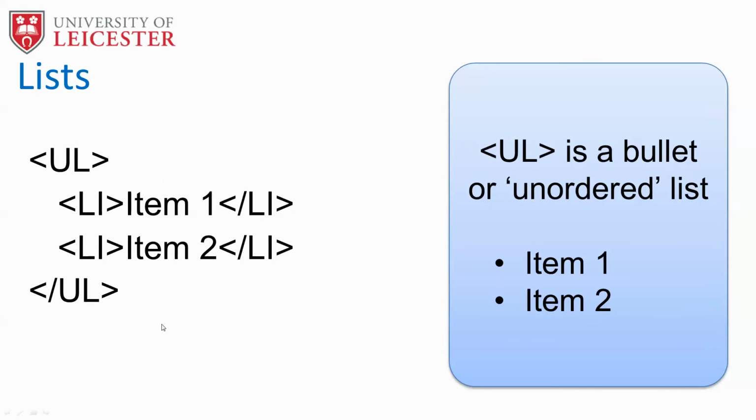If you don't want ordering and you just want bullet points, we call this a UL, so an unordered list. So again, same principles. You start by opening the list, write the list items, and then close the list. And that would appear something like this.